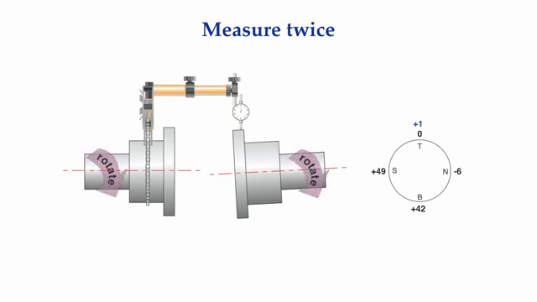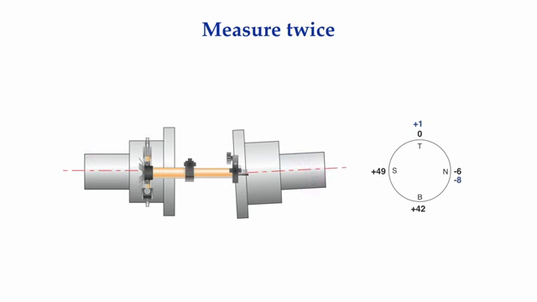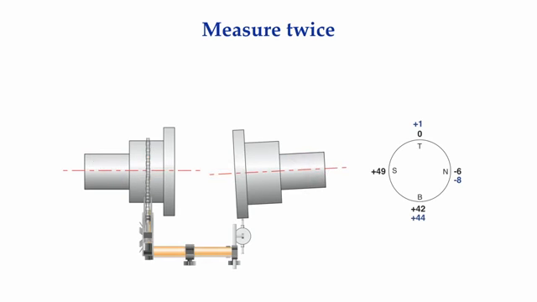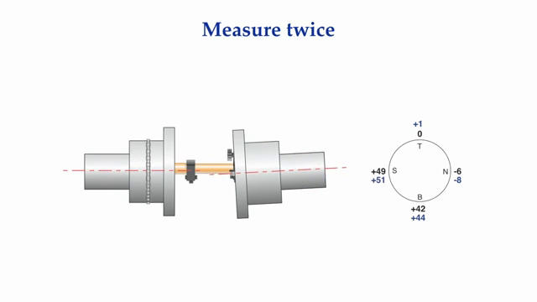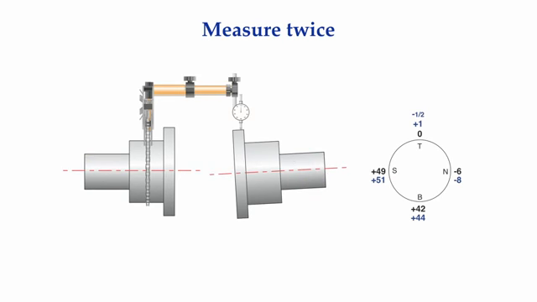The second rotation to the north side yields a -8. The next rotation to the bottom yields a +44. The next rotation to the south side yields a +51. And a return back to the top yields a -1/2.